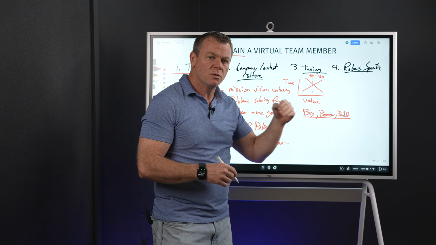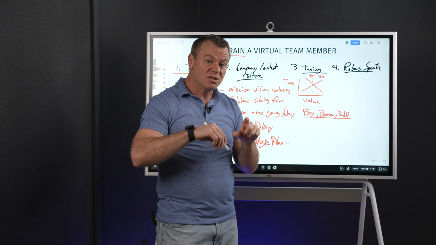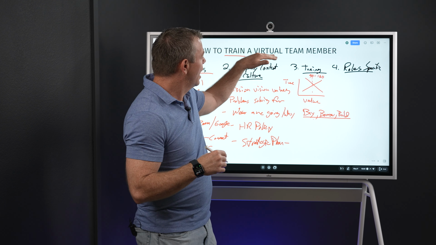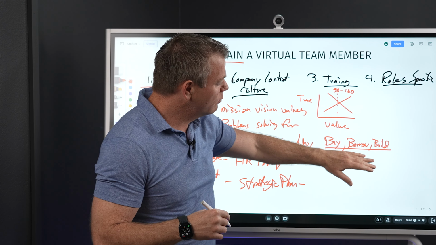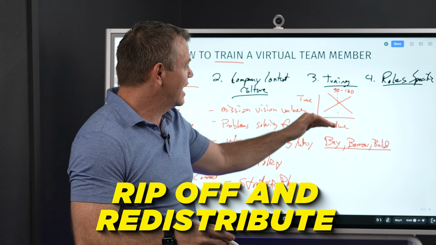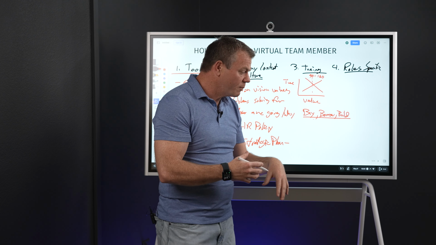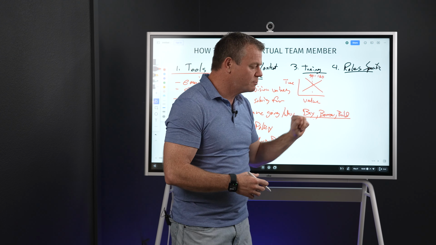The other thing you can do is borrow. So everybody has peers in their industry, and there's somebody who's ahead of you and has already hired a virtual team member. Really important to see if you can R&D. R&D is rip off and redistribute. Take what they've done or they've implemented and borrow it and implement it for your business. Really big deal.